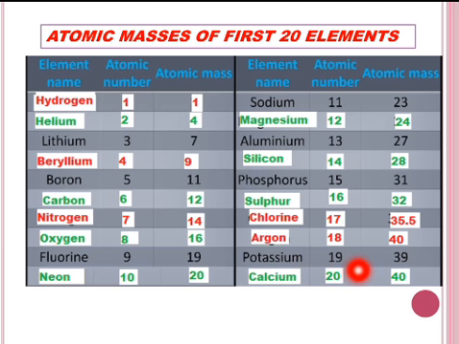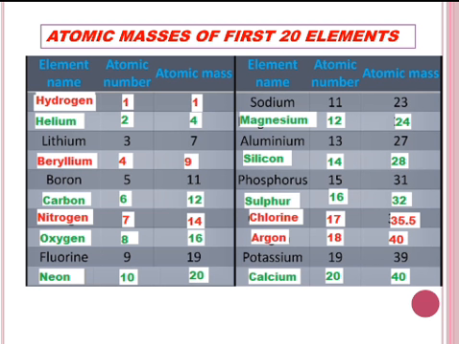Calcium with atomic number 20, again it is an even number, just double this number, you will get the atomic mass of calcium, 40. So the elements which are highlighted in this table with green color show the atomic number as even number. You just double the atomic number of these elements having even atomic number, you will get their atomic mass.